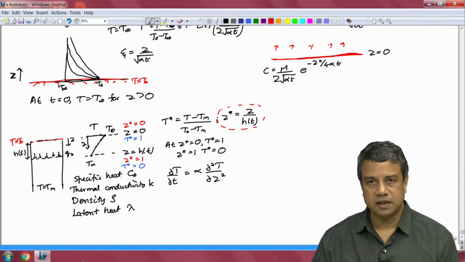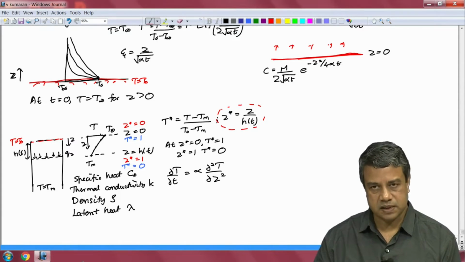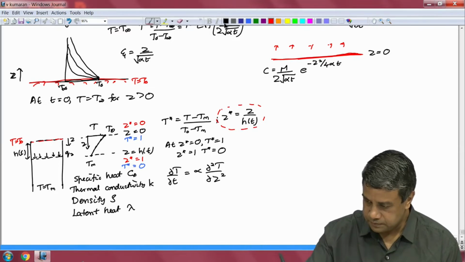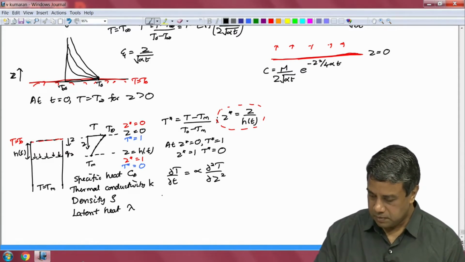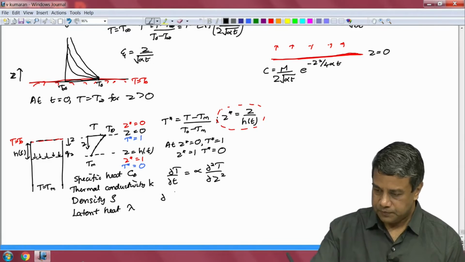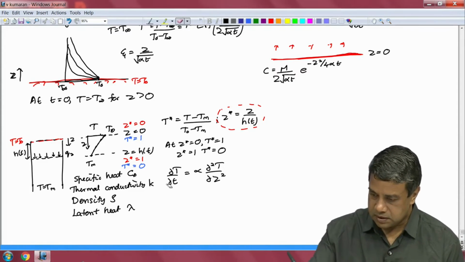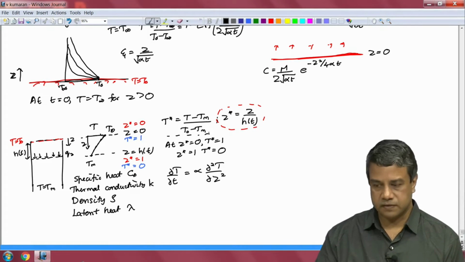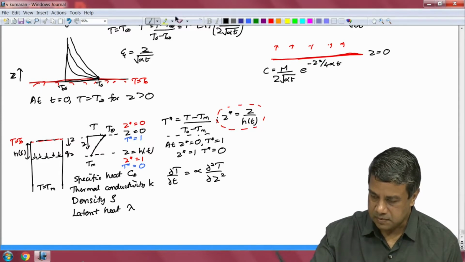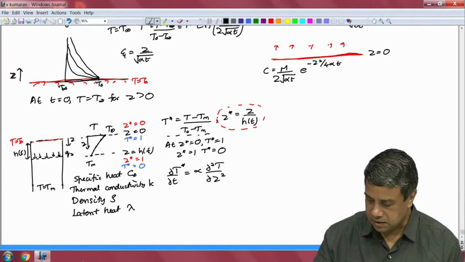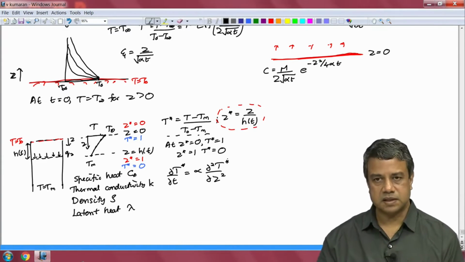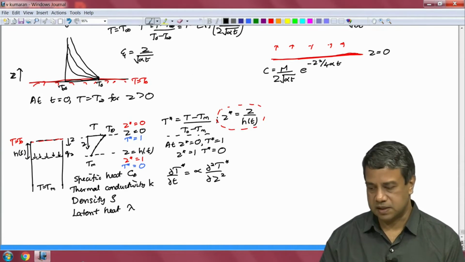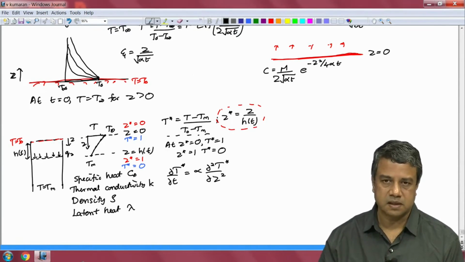So, how do I convert the derivatives from z to z star? By using chain rule for differentiation. Since T star is a linear function of T, this equation can be easily transformed as partial T star by partial t, because it is a linear function. I will just get a factor of T naught minus Tm on both sides, which will cancel. So, this is expressed in terms of the scaled temperature.